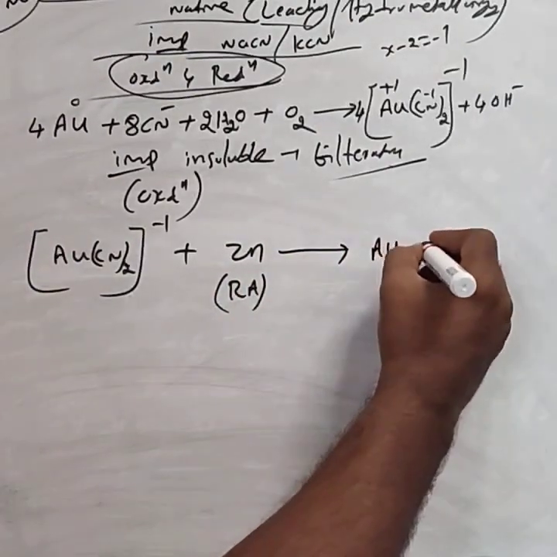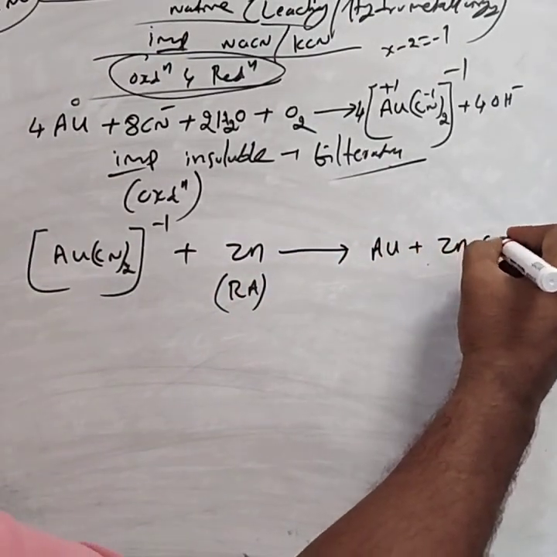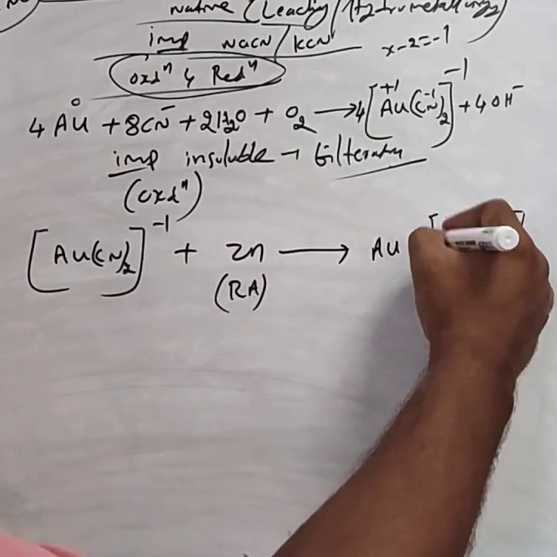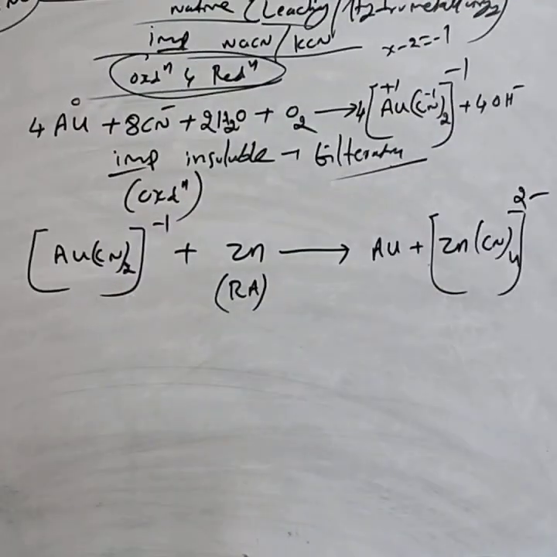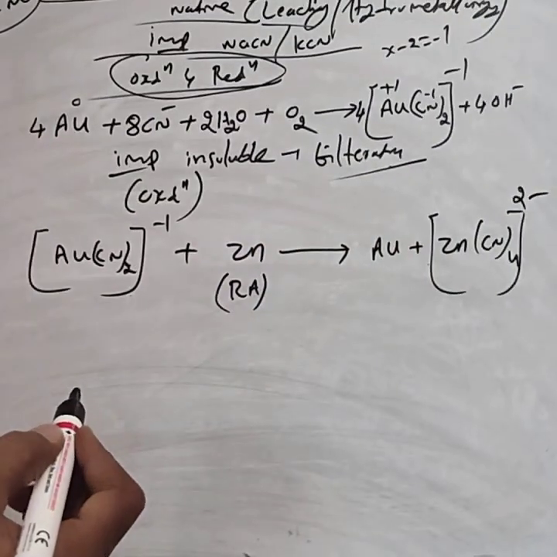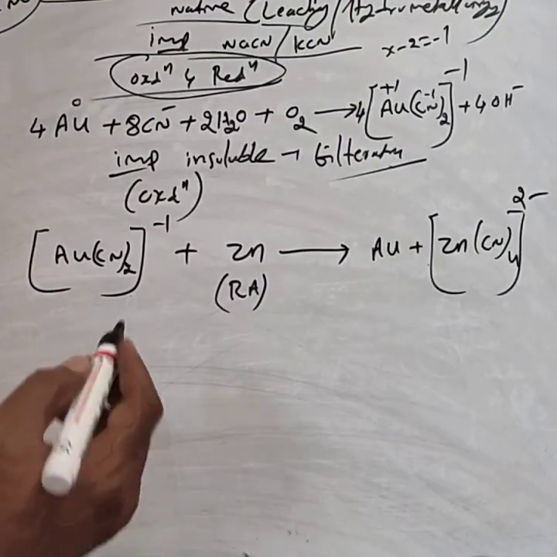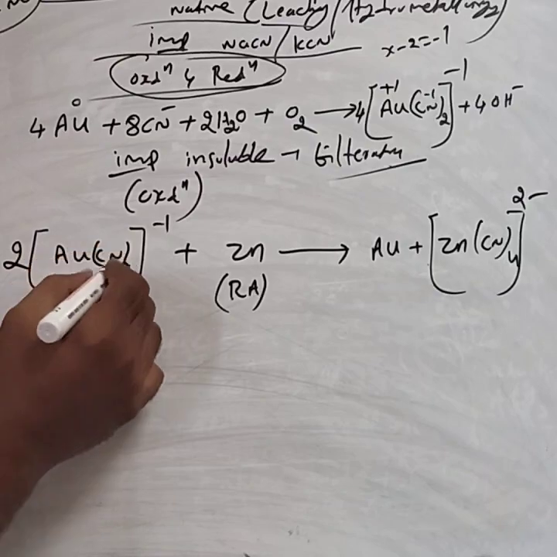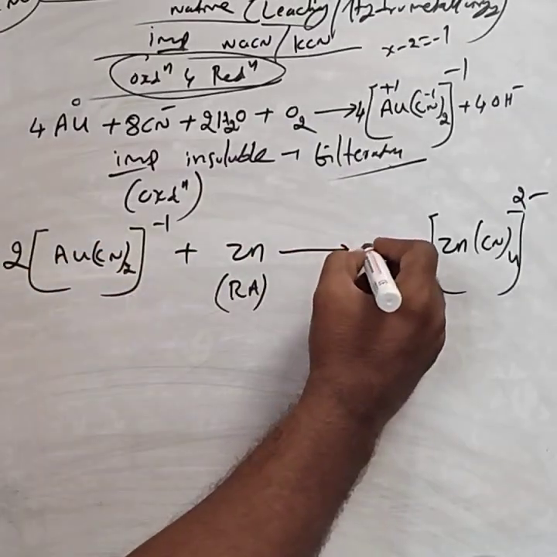You get Au plus the complex Zn(CN)4 2 minus. The gold gets separated. Again, you have to balance this reaction. To balance that reaction, 2 Au(CN)2 minus, Zn, gives 2 Au.